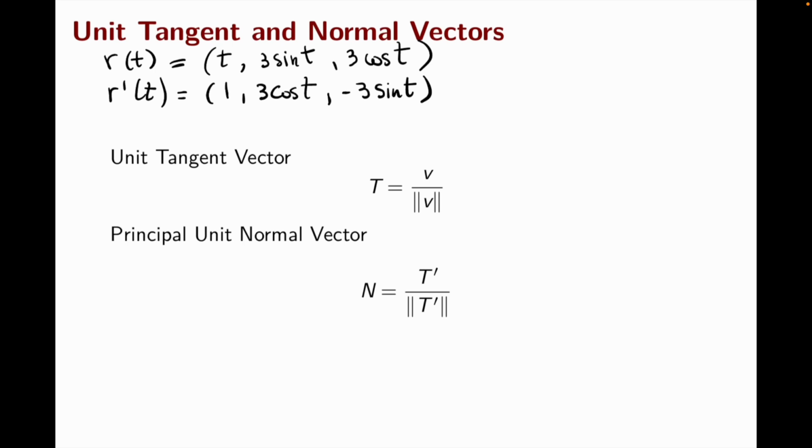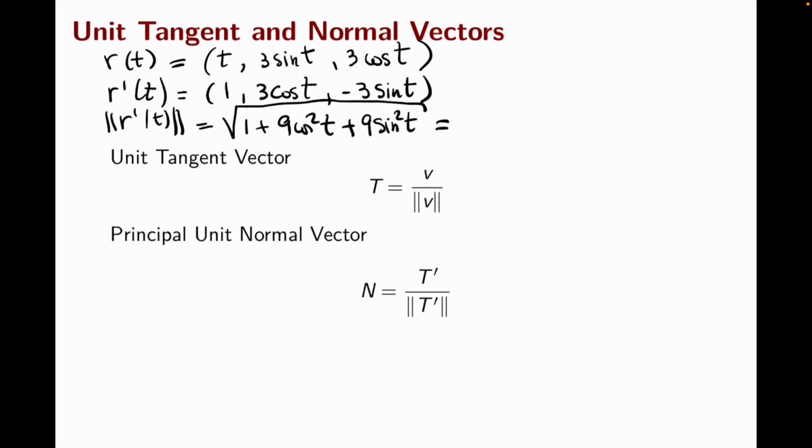Now we need the norm of this vector, the norm of the velocity. Well, the norm is going to be the square root of 1 squared plus 3 cosine of t squared, which is 9 cosine squared, plus minus 3 sine of t squared, which is 9 sine squared of t. Taking 9 as a common factor, we get that this is equal to 1 plus 9, which is just 10.